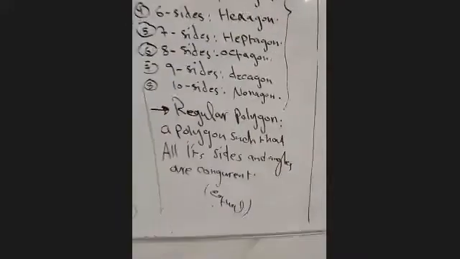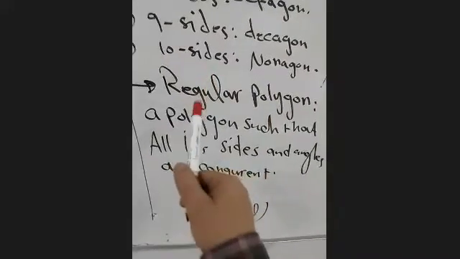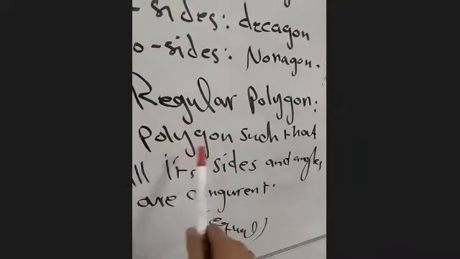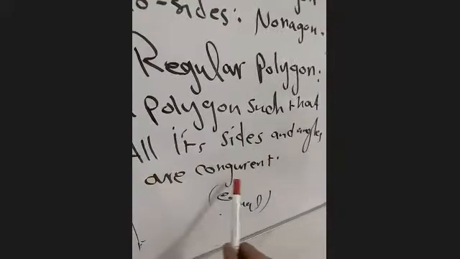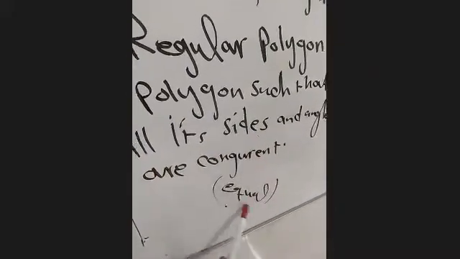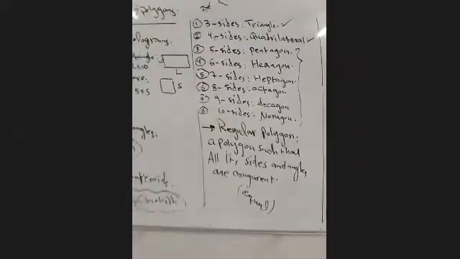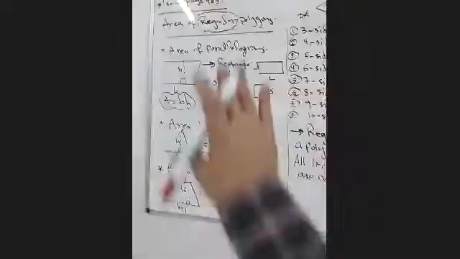Now here, the concept of regular polygon. What's the meaning of regular polygon? It means a polygon such that all its sides and angles are congruent. Congruent means what? Equal. Congruent means equal.